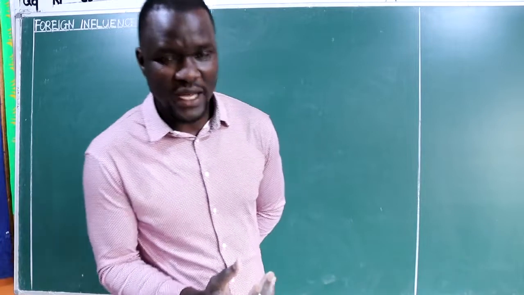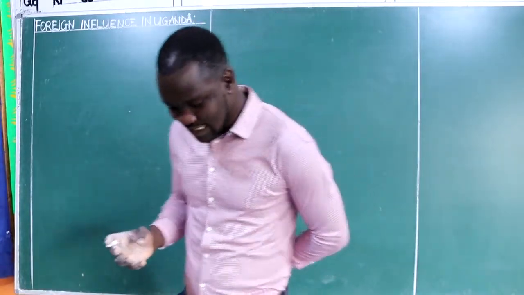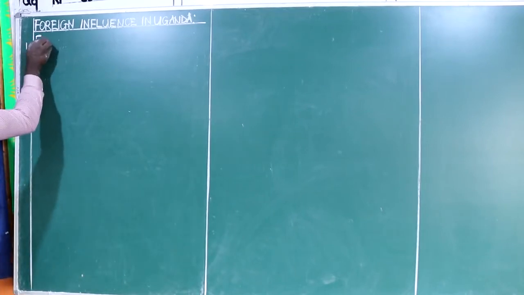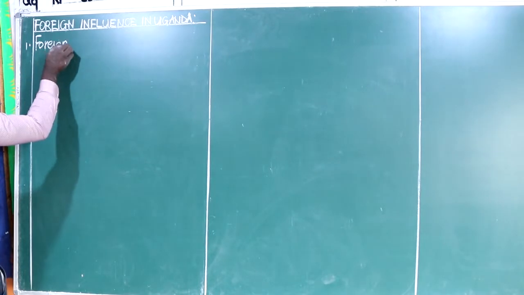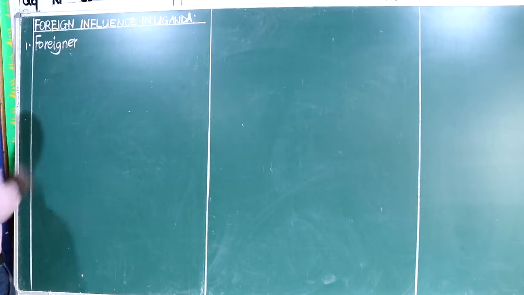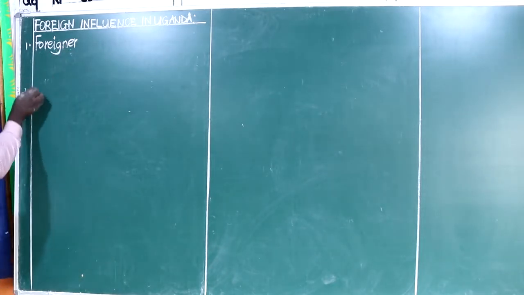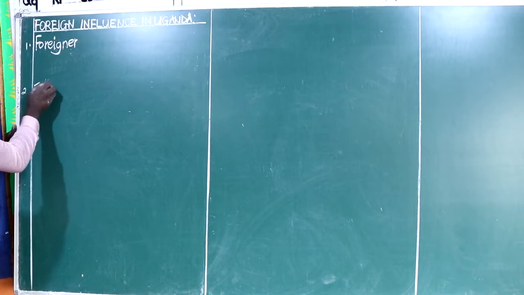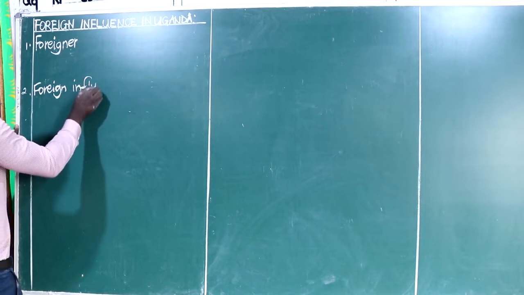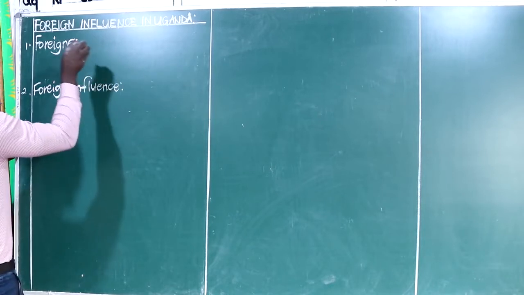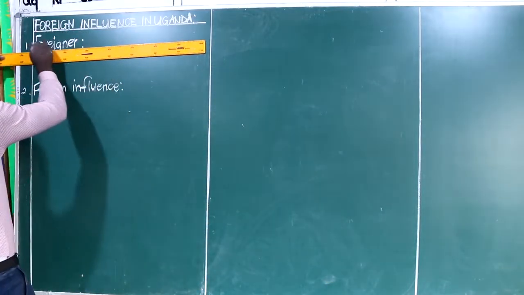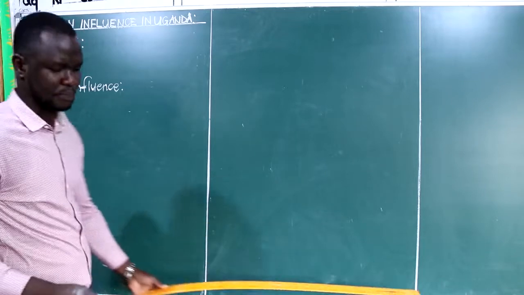Now here, we need to note that we are going to be looking at things like, one, what we mean by foreigner, because it's where we get the word foreign. Then we shall be able to understand what we now mean by foreign influence. So we are going to understand the two terms properly. Now, we shall begin. Who is a foreigner?